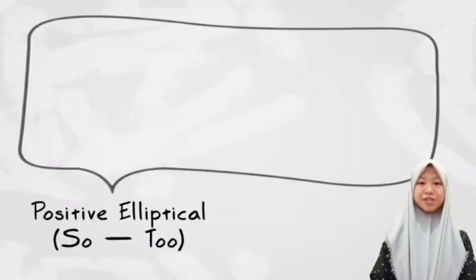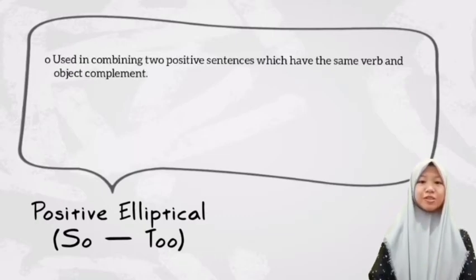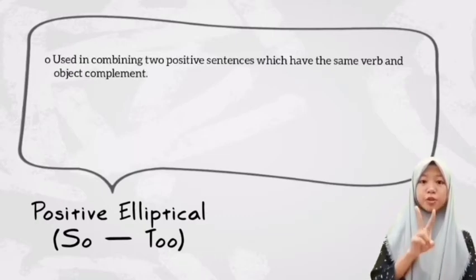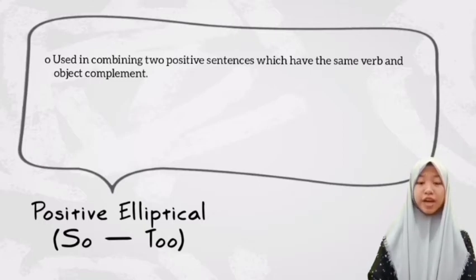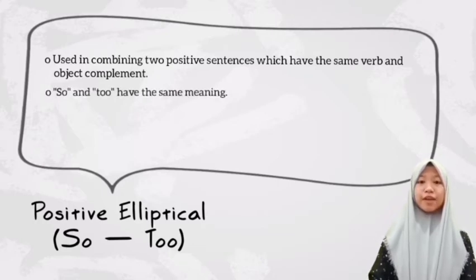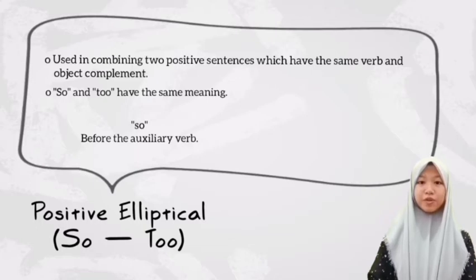Positive elliptical. So and too are used in combining two positive sentences, which have the same verb and object complement. So and too have the same meaning, but in their placement, they are different. So is placed before the auxiliary verb, or in front of the auxiliary verb, while too is placed after the auxiliary verb, or behind the auxiliary verb.